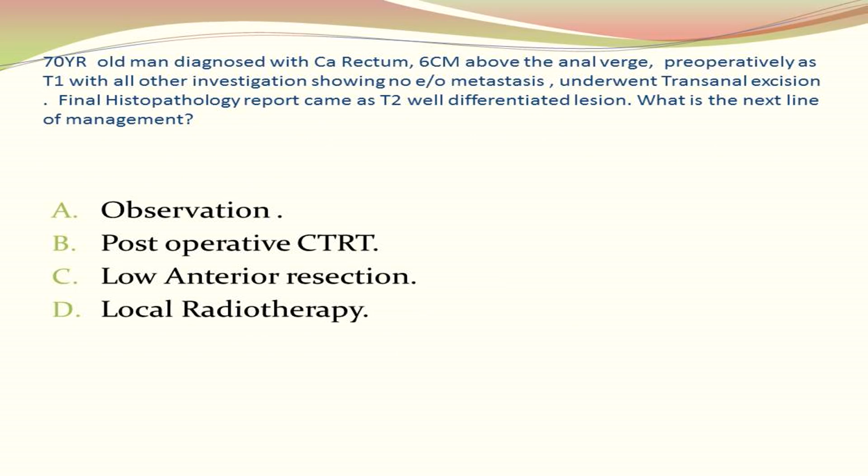A 70-year-old man diagnosed with CA rectum 6 cm from the anal verge. Preoperatively it was diagnosed as T1 with all other investigations showing no evidence of metastasis. He underwent transanal excision, and the final histopathology report came as T2. What is the next line of management?